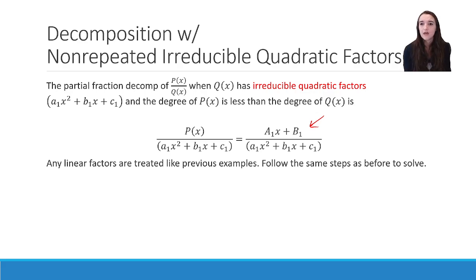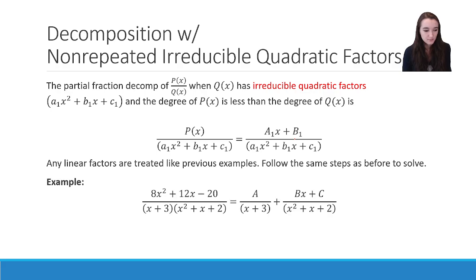So anyway, again, the steps are exactly the same, so I'm not going to rewrite it, as long as you just note the new thing we have to add in. So for example, if I have 8x squared plus 12x minus 20 over, and this time I've taken the time to have factored it for you, x plus 3 times x squared plus x plus 2. X squared plus x plus 2 does not simplify. You cannot factor this using real numbers. So this is a non-repeated, because there's only one of them, irreducible quadratic. And so when I break it down, it will be a over x plus 3.